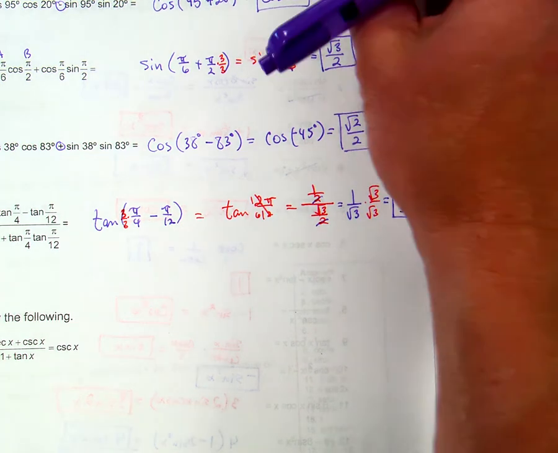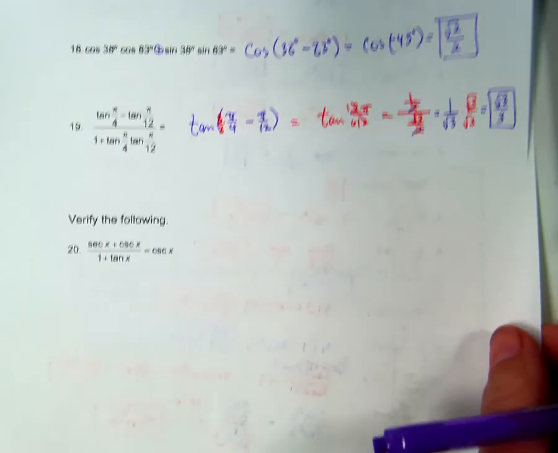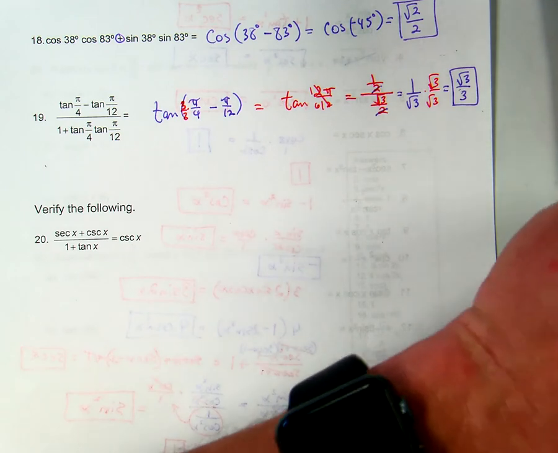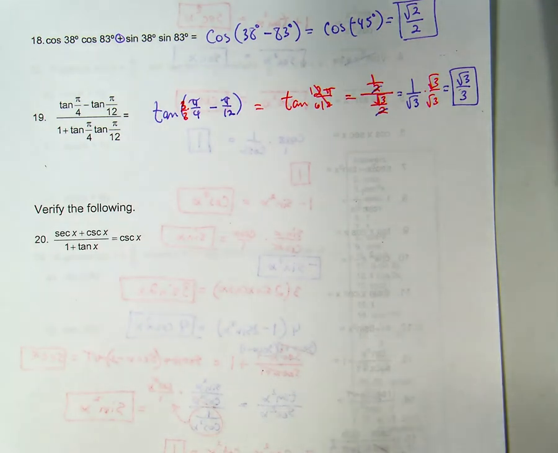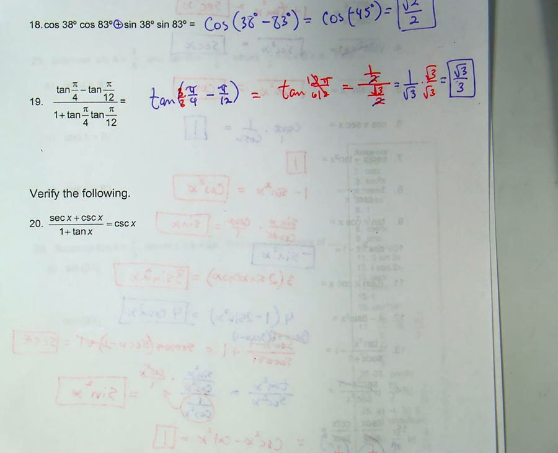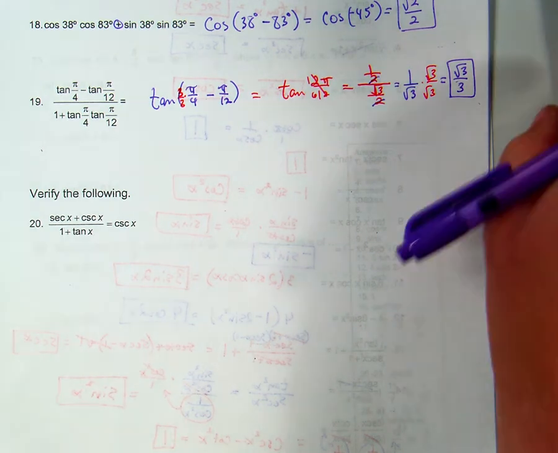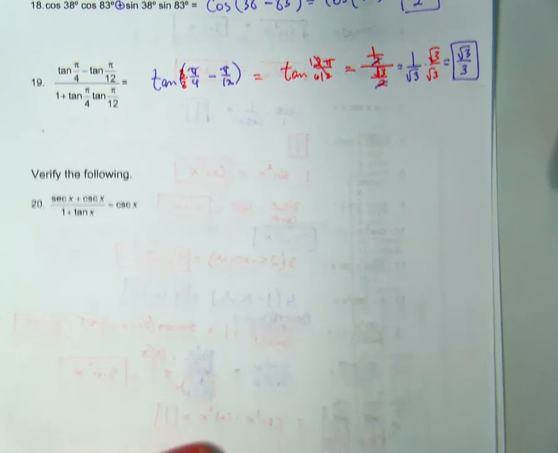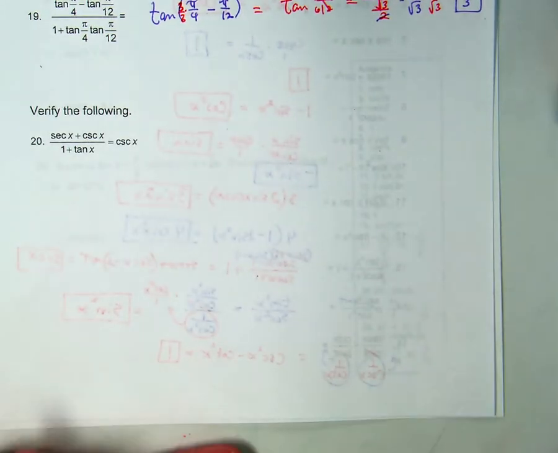All right. Moving on to number 20. We're going to verify, and this is basically doing some of our proofs, so we're going to verify that secant x plus cosecant x over 1 plus tangent x equals cosecant x. And these can get a little lengthy, and definitely will get lengthy depending on which way you decide to go as far as some of your identities. If you don't choose some of the shorter paths, it could get to more steps. But just keep plugging away.